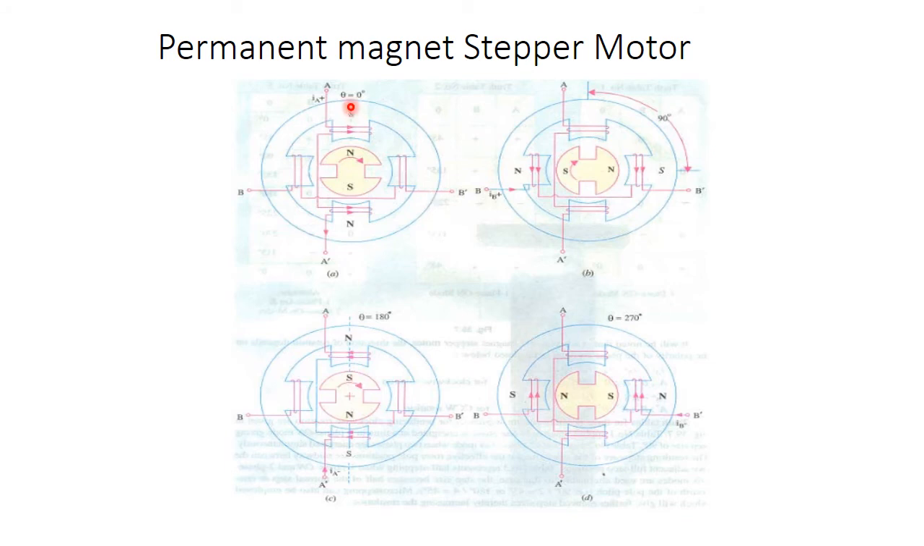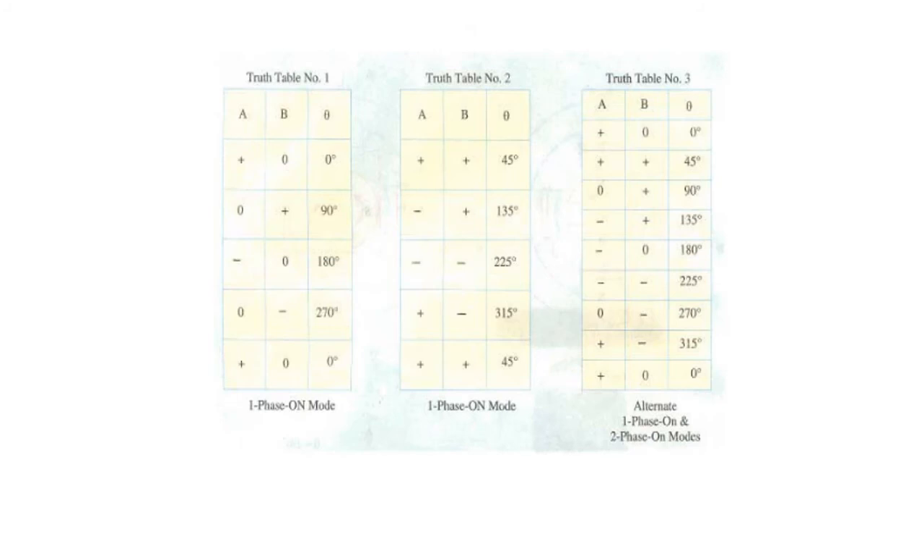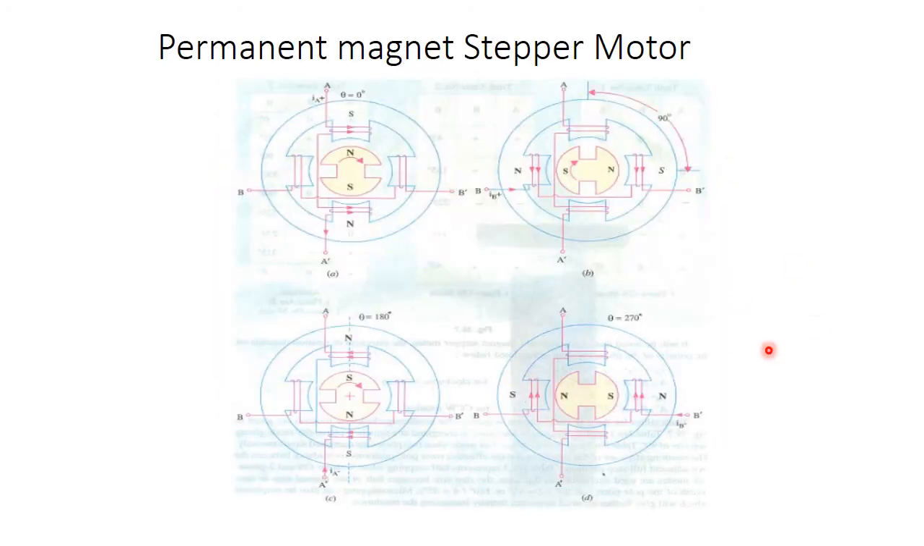So first, when you excite A winding, it will be at 0. When you excite B winding, it is 90 degree. So once again, when you excite A winding, it is 180 degree and it moves on. So that is what the operation is given. So this is full step thing. Suppose if you like to go for half step here, first A is energized. The next is A and B together is 45. Next B alone is 90 degree. Next, when you give B and A dash together, it is 135 and goes on here.